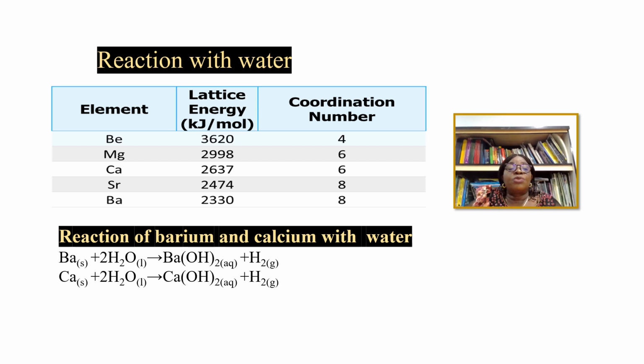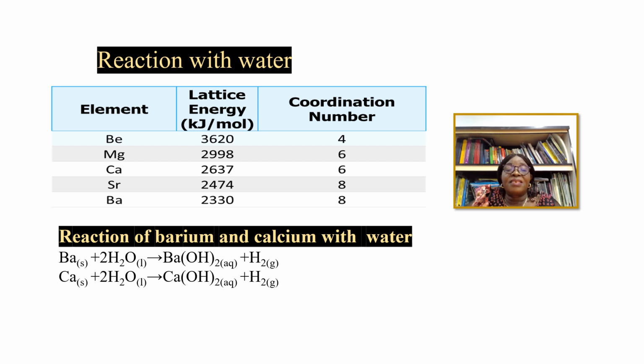They also react with water. Group 2 metal hydroxides become more soluble in water as you go down the group. The trend can be explained by the decrease in the lattice energy of the hydroxide salt and by the increase in the coordination number as shown here. Looking at their coordination number, we'll see beryllium 4, magnesium 6, calcium 6, strontium 8, and barium 8. There is an increase in their coordination number as we go down the group.